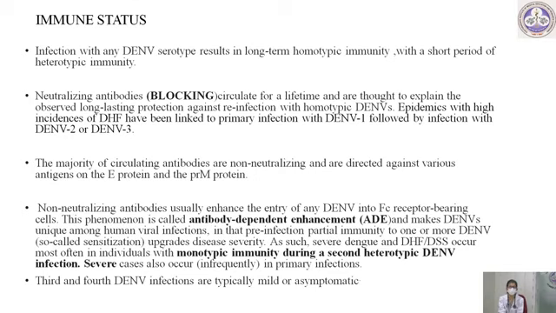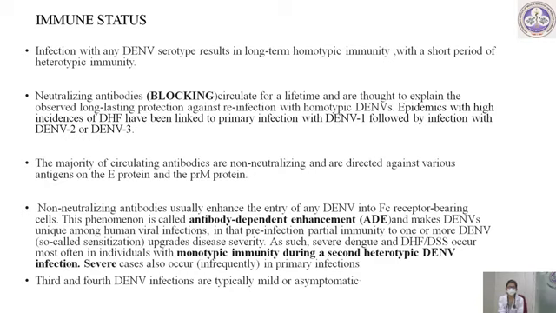The majority of the circulating antibodies are non-neutralizing and are directed against various antigens of the envelope protein and precursor membrane protein. Non-neutralizing antibodies enhance the entry of dengue virus into Fc receptor bearing cells, and this phenomenon is called antibody dependent enhancement. It makes dengue virus unique among the human viral infections in that the pre-infection immunity to one or more viruses, so-called sensitization, upgrades the disease severity, which is a paradox.